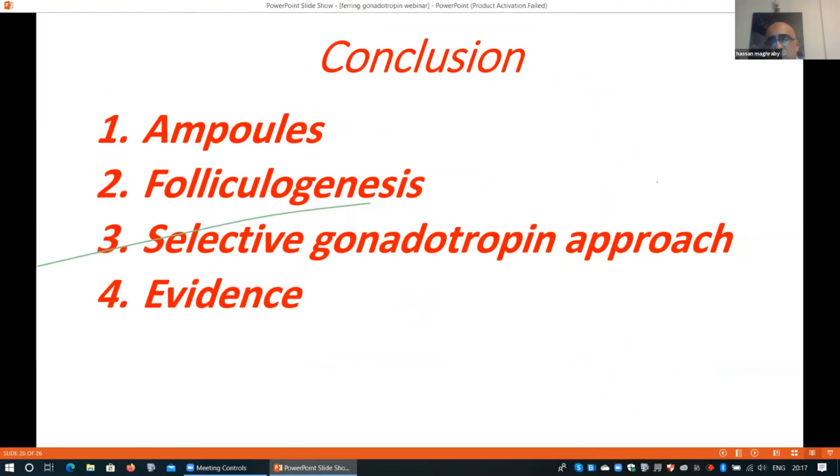So in this small presentation, I wanted to show that ampoules are different, that follicular genesis is under control that varies when the follicles are small as compared to when they are large, and that selective gonadotropin could be a nice approach if we want to follow this. And the evidence, of course, has to be through randomized controlled trials.